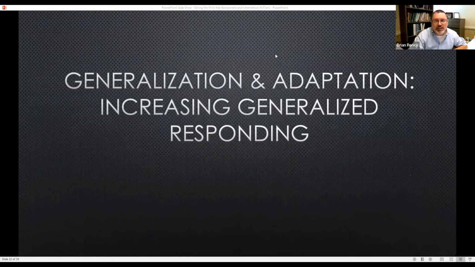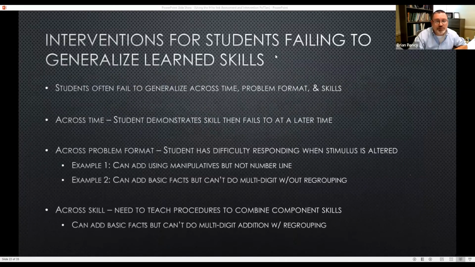So generalization and adaptation, so generalized responding. Students often fail to generalize across time, problem formats, and skill. And so across time, a kid knows it one day, they don't know it the next. And across problem format, a student has difficulty responding when the stimulus is altered, right? So the student could sit there and count bears or manipulatives, whatever that may be, but then you give them a number line for the first time, they don't know how to use it. You'd have to teach them how to do that.